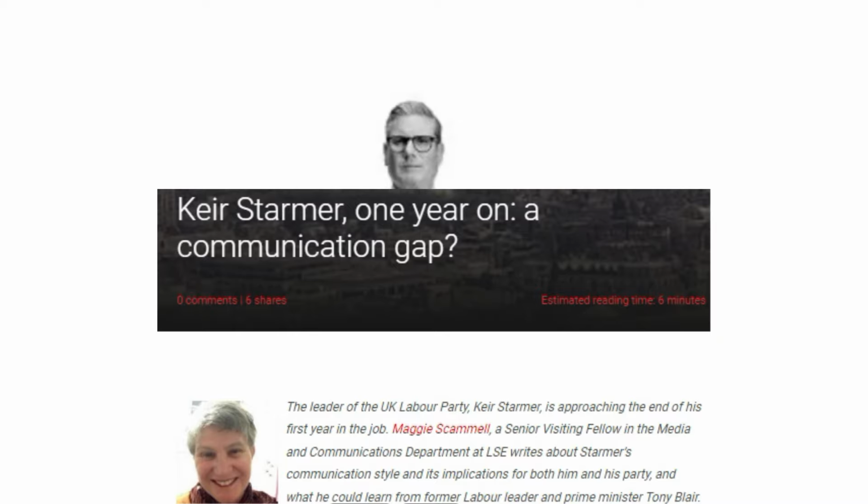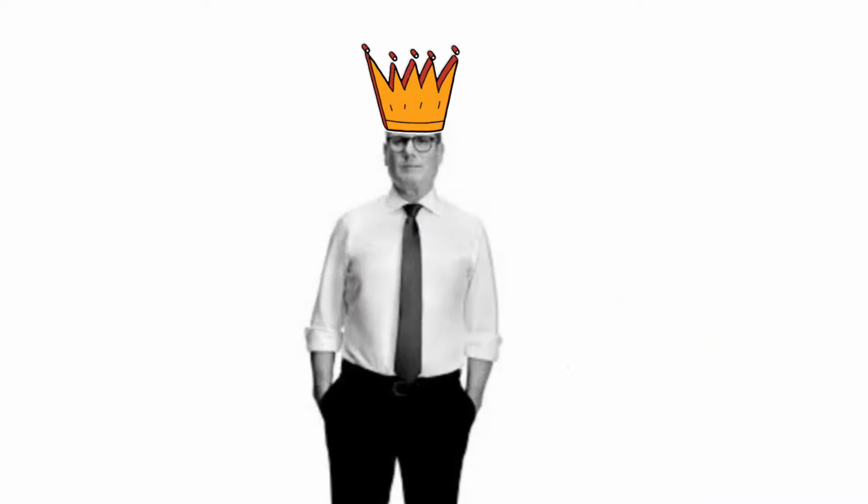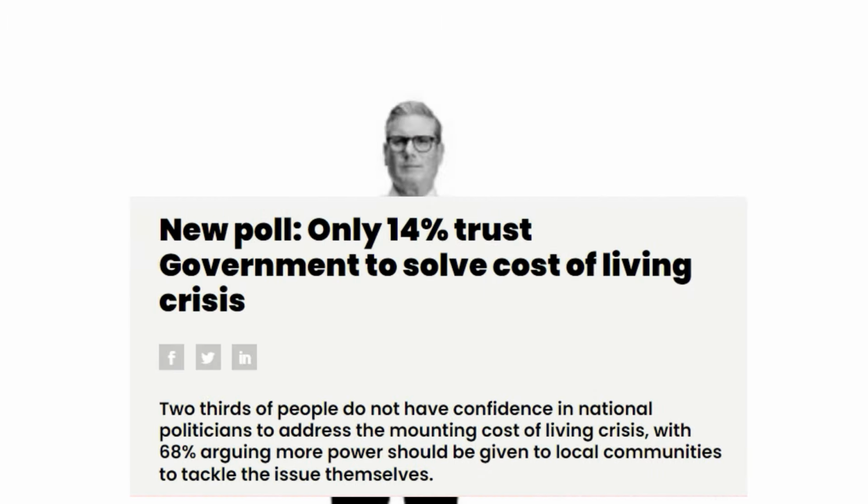His team frequently responds to issues after they've gained traction, which can make his leadership appear reactive and out of touch. One telling statistic, 60% of Britons surveyed after the winter fuel policy announcement felt the government was not doing enough to address the cost of living crisis.